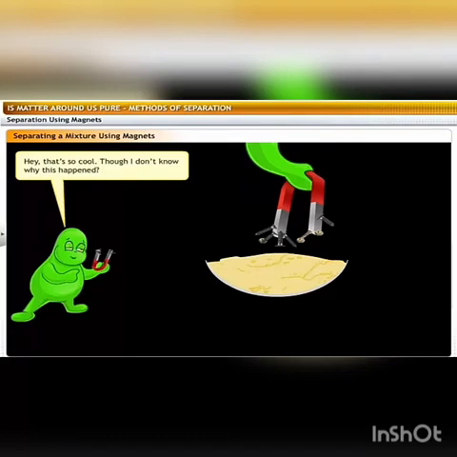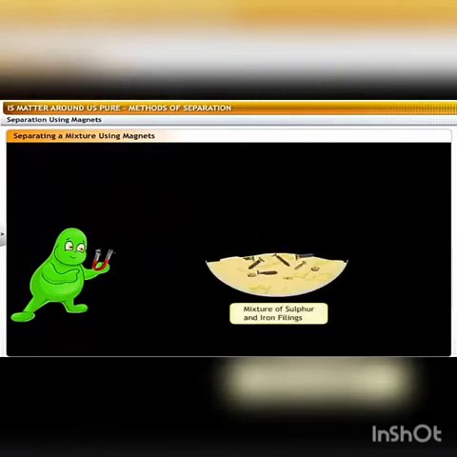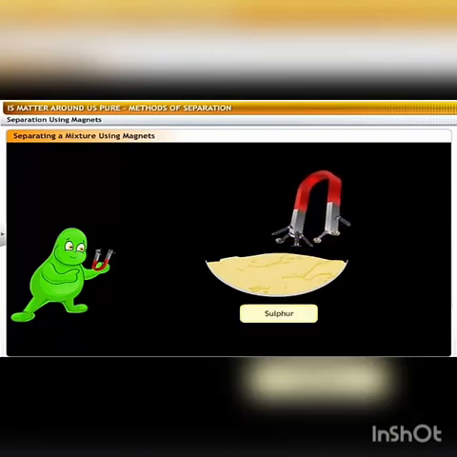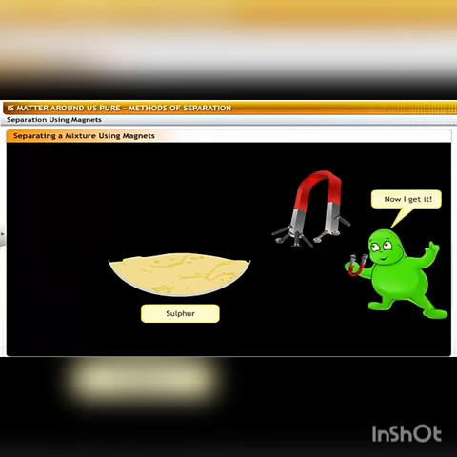Hey. That's so cool. Though I don't know why this happened. You can separate a mixture of sulfur and iron filings by passing a magnet over it. The iron filings will get attracted to the magnet and will stick to it. You can use this method to separate a mixture in which one of the components is a magnetic material. Now I get it.